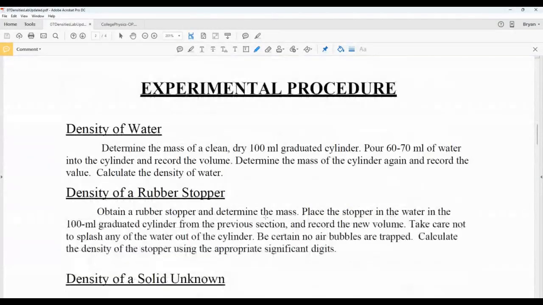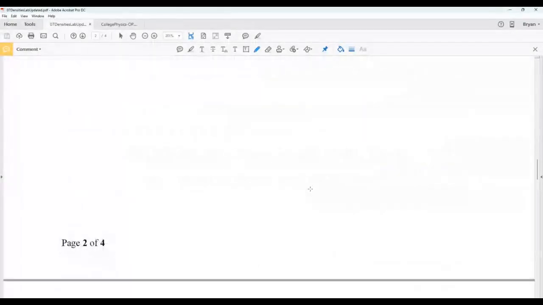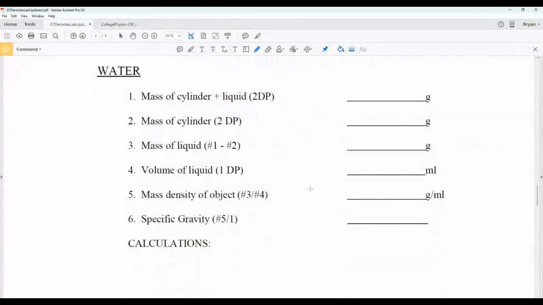Okay, so we have a procedure here. To find the density of the water, we first have to find the mass and the volume of the water. You can pause and read through that part, but I have some numbers ready that we can use to go through and calculate here. So the mass of the cylinder that I had was 124.34 grams.